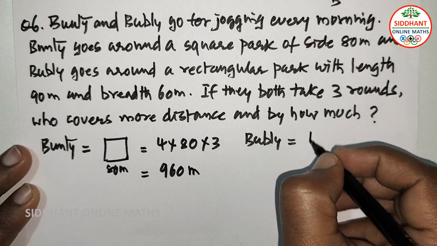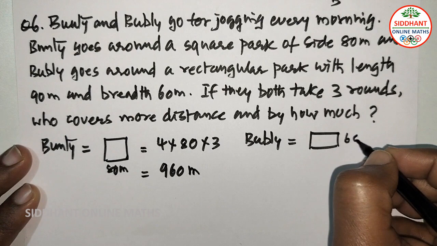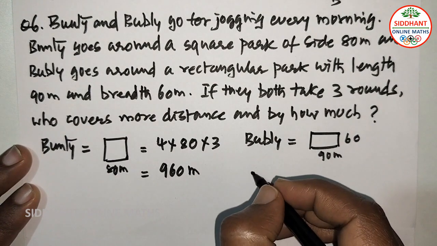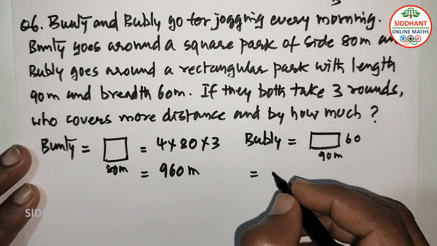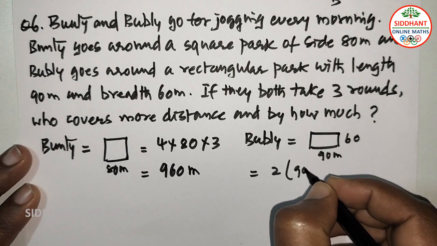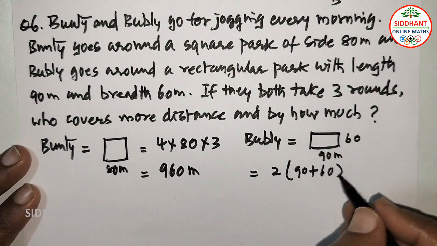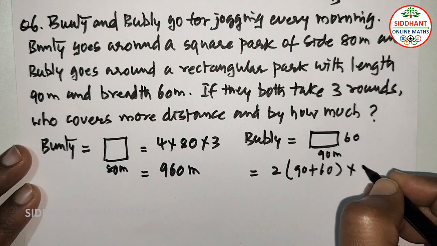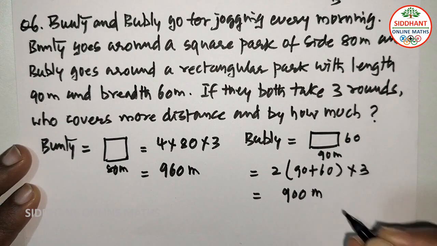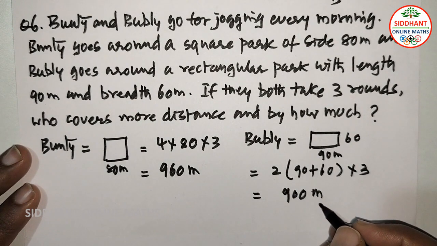Next, Bubly, his shape is rectangular, which has breadth 60 meters and length 90 meters. We know the perimeter of a rectangle is 2 into L plus B. So 2 into 90 plus 60 will be the perimeter of the rectangle, and he has covered 3 rounds, so into 3, then we get 900 meters. So Bunty covered 960 meters and Bubly covered 900 meters.